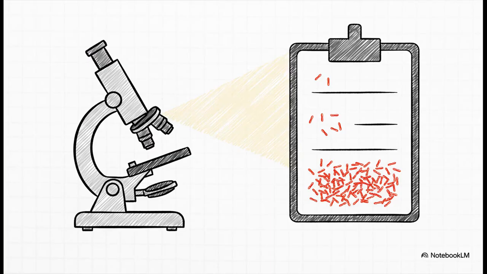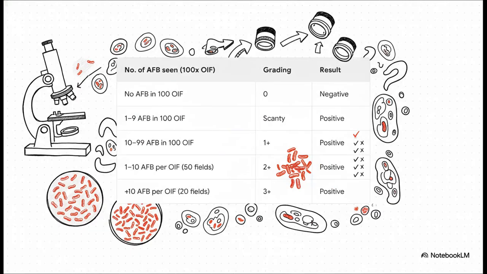Okay, lean in a little closer for this one because this is a classic exam topic. When we're hunting for Mycobacterium tuberculosis in a patient's sputum sample, it's not good enough to just say, yep, it's positive. We have to actually grade the smear. We have to quantify it to tell the clinicians how severe the infection really is. So how do we do that? We use specific guidelines to quantify what we see.